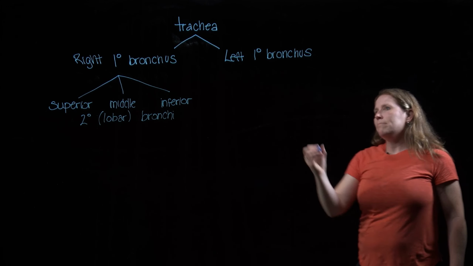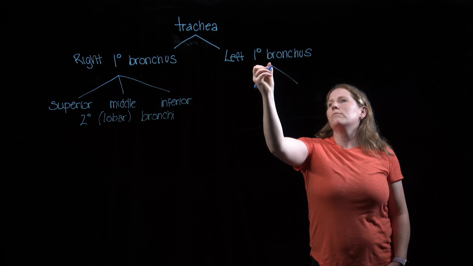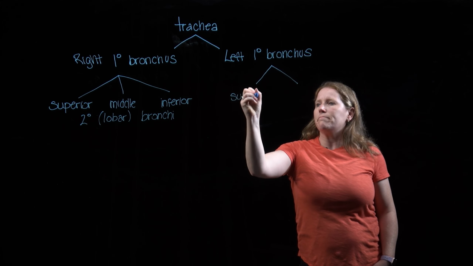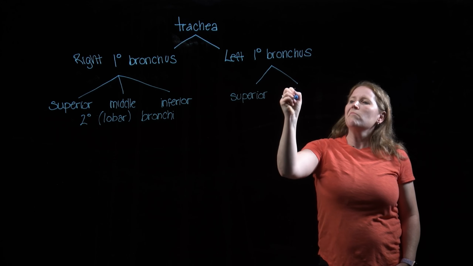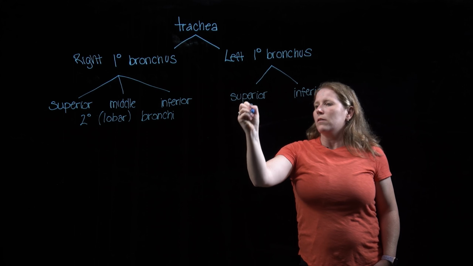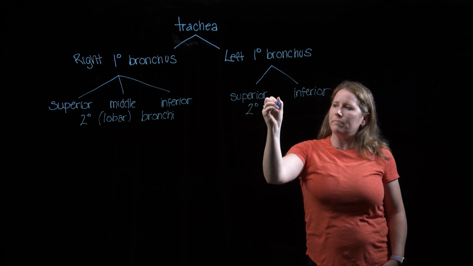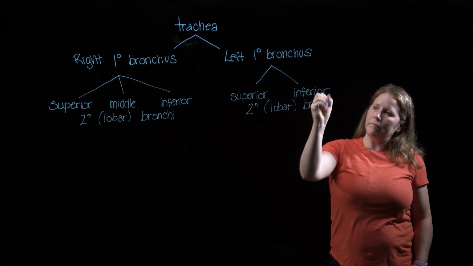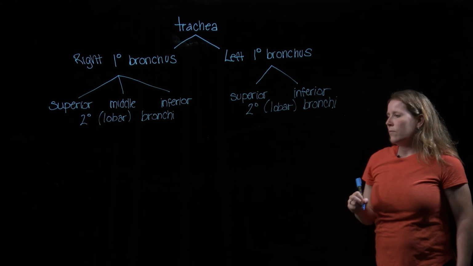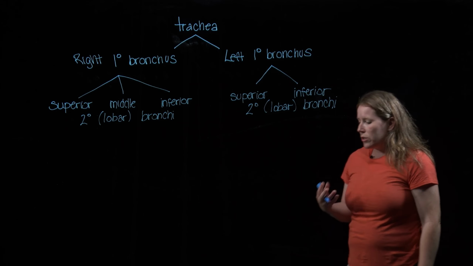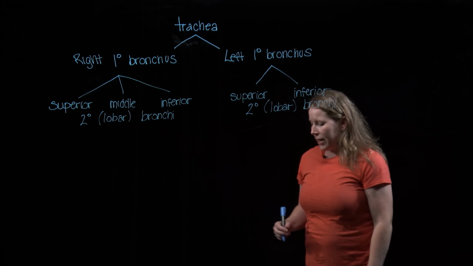So that's true on the right. The left, we know, only has two. So we drop the middle. We end up with superior and inferior. From here on out, each of these secondary bronchi is going to do the same thing. So we're just going to follow the path of one on that right-hand side.